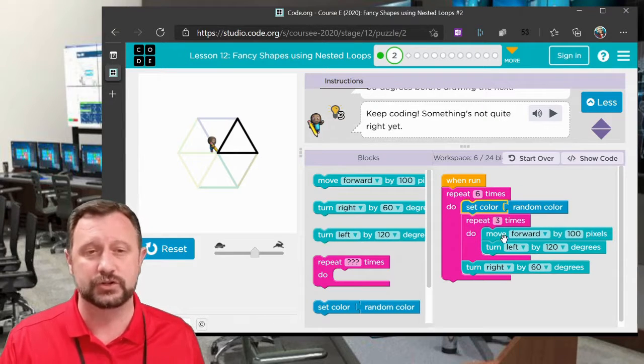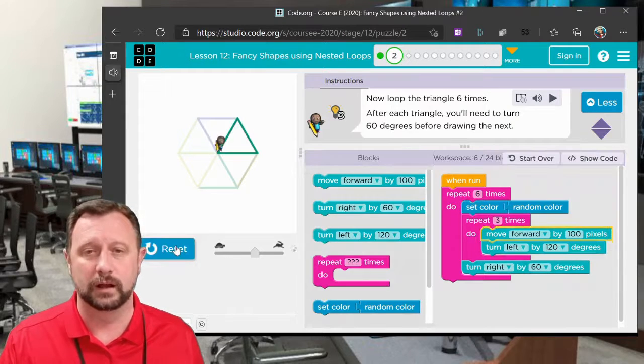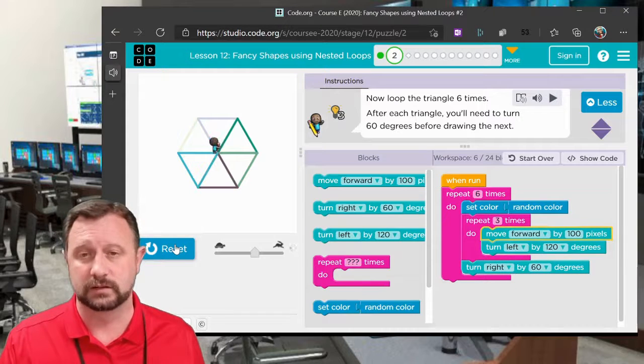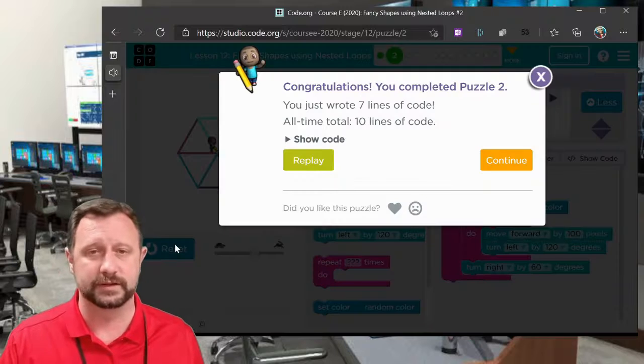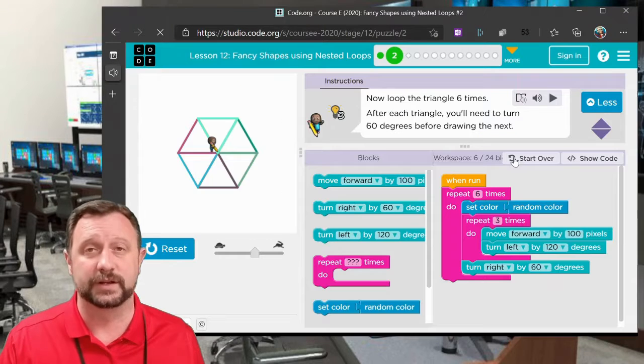Set a color, draw a triangle, move to the right. Then set a different color, move to the right. Let's see what happens here. So that's one color. It's another color. It's another color. Random colors all over the place. That's how we solve puzzle 2.